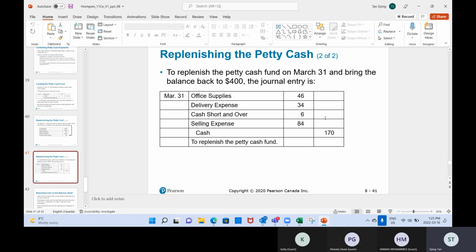Now we need to go to the bank reconciliation. A lot of people have questions on that. So we're going to do real examples from our textbook.